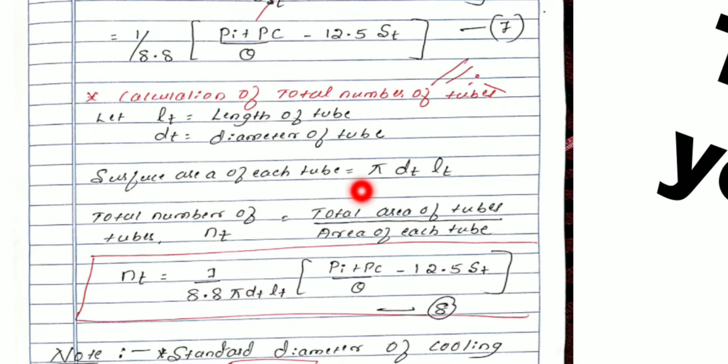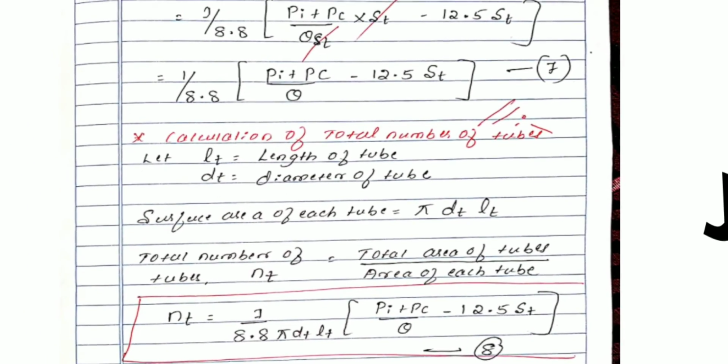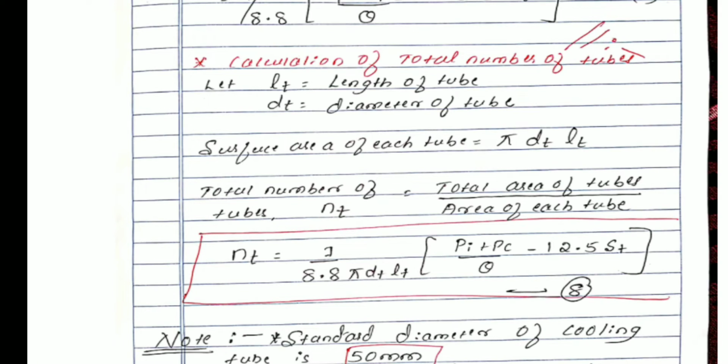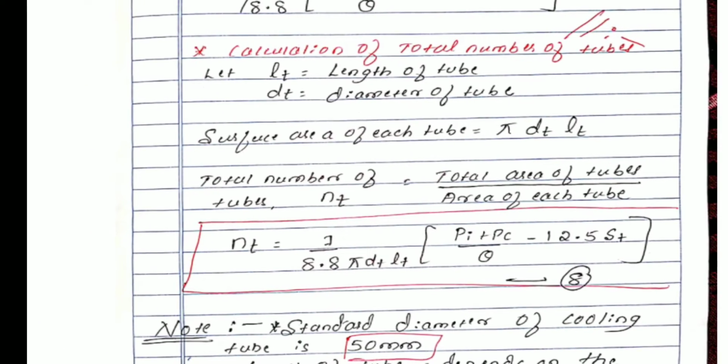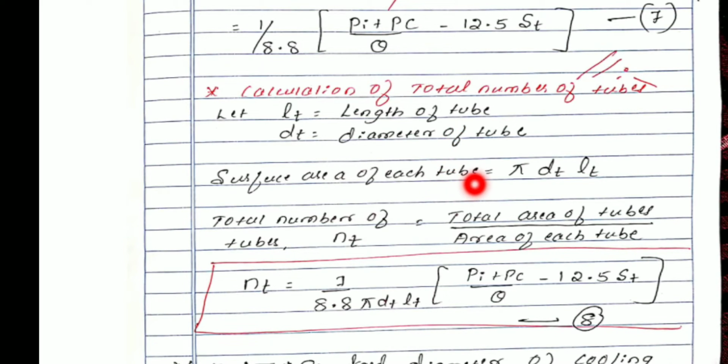You can just check it: what is the formula for the surface area of a cylinder? The tube will be like a cylinder only. The surface area of each tube, I take as pi into dt into Lt. Just Google the formula for the surface area of a cylinder, and you will come to know. The tube is in the form of a cylinder, so the formula is pi into d into L. The suffix t is taken for the tube here: pi dt Lt.